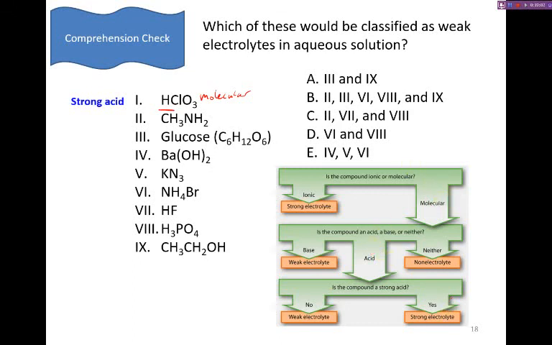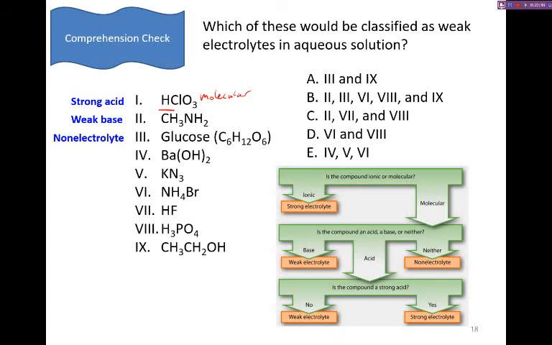Okay? In the second case, is it ionic or molecular? There's no metals, so it's molecular. Is it acid, base, or neither? It's a base. It's an amine. And so this is a weak base. The third case, it's glucose. Is it ionic or molecular? It's molecular. No metals involved. Acid, base, or neither? There's no amines on it, and it's not an acid, so it's neither. It's a non-electrolyte. If you look at the structure of glucose, you'd see that it has alcohol groups, and those are the types of functional groups that are non-electrolytes.